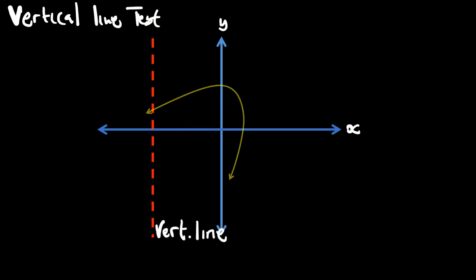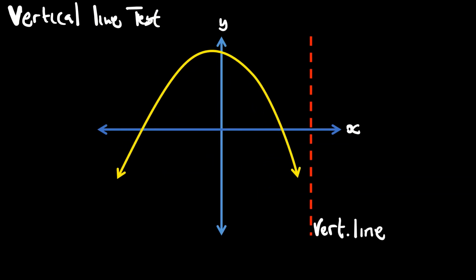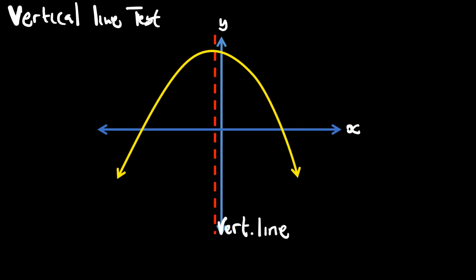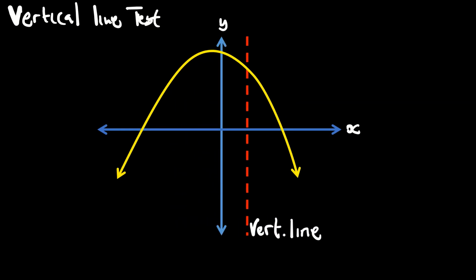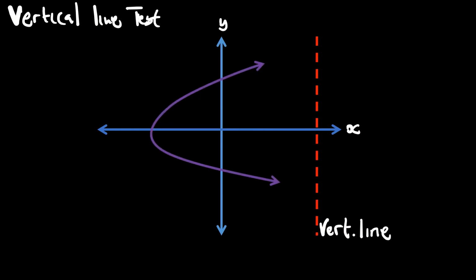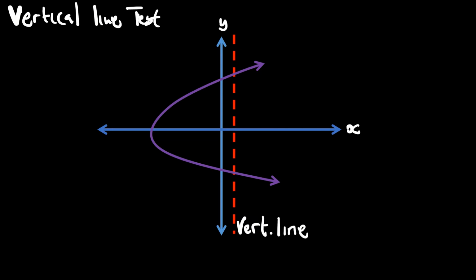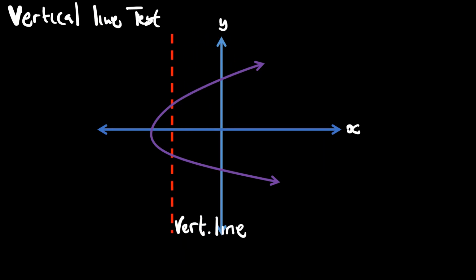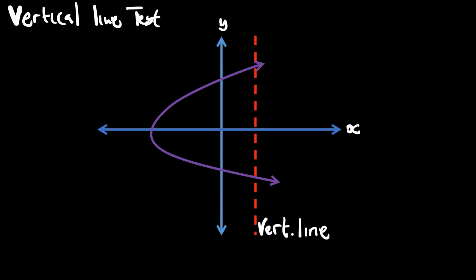Then we're going to try a parabola which is facing downwards. As you can see, the vertical line touches the parabola once also, so that means it is a function. Then now what we're going to do is we're going to test an inverse of a parabola. As you can see, the vertical line touches the inverse twice. That means it is not a function.